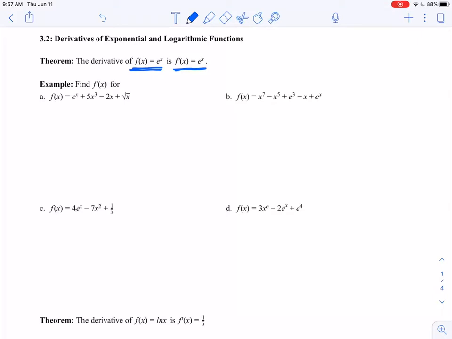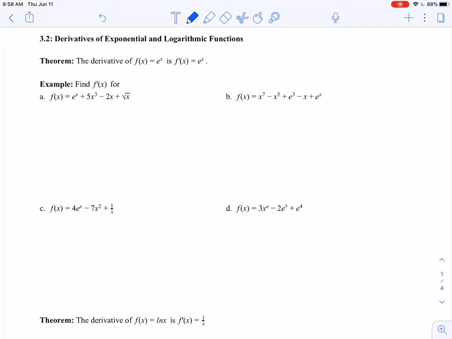So this is kind of one of those trick ones, which is, on the one hand, nice. I think it's easy to remember, but on the other hand, I will try and trick you with this one, and I'll show you some of the tricks in these examples here. So first of all, part A here, I have f of x equals e to the x plus 5x cubed minus 2x plus square root of x.